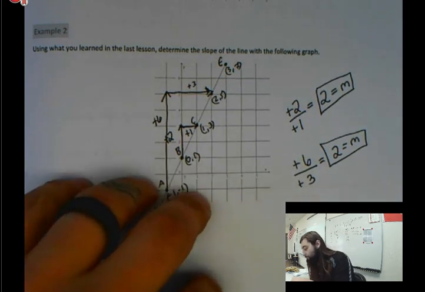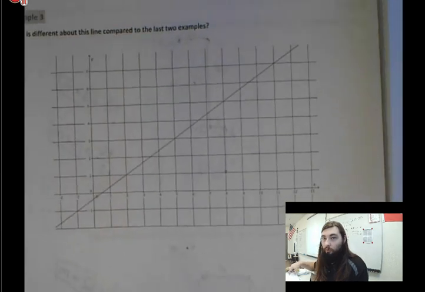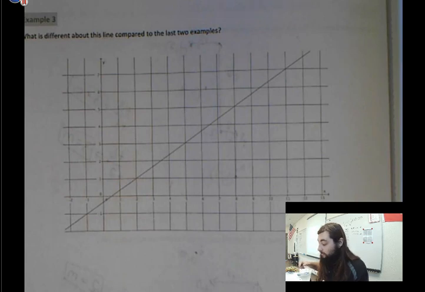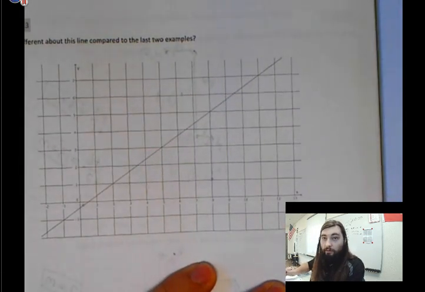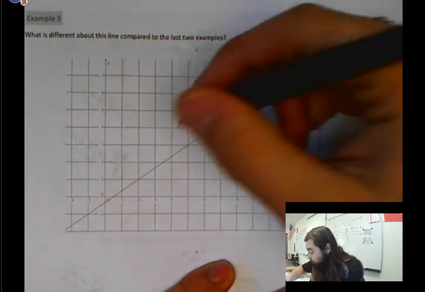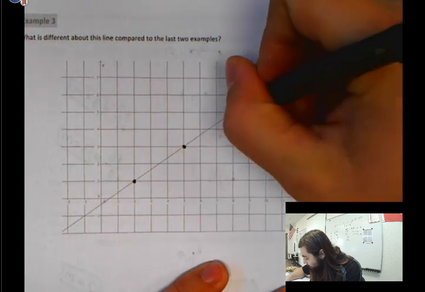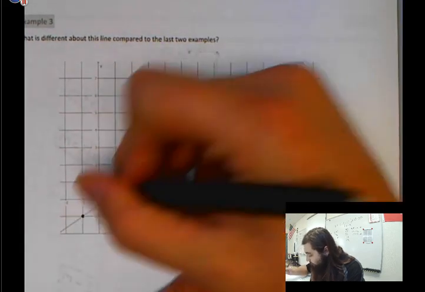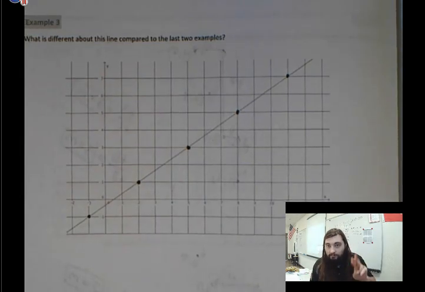One more. The last two have been whole value slopes, 3 and 2. Let's see if that continues. This one, we got a bigger coordinate plane section, and we also have more lines and more points on that line. So here, here, here, here, and we actually have one down here too. Okay, again, we got 5 points. That's plenty. We only need 2.